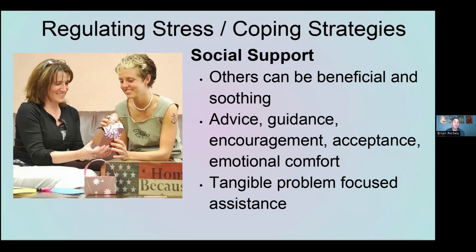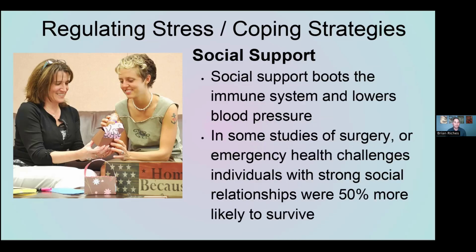So another big coping strategy is social support. We kind of mentioned this earlier, but others can be beneficial. They can give guidance, they can give encouragement, they can help us accept stresses, they can be an emotional comfort there. Sometimes, depending on what the stress is, they might even be able to provide tangible problem-focused coping. So let's say you're having trouble with a bill and they offer to pay for it. Clear help, right? That should regulate your stress a lot better. But also just being there for other people is a really good way to decrease stress. And with this, we also see that social support boosts our immune system and lowers blood pressure, so it does some of the opposite things that stress does.